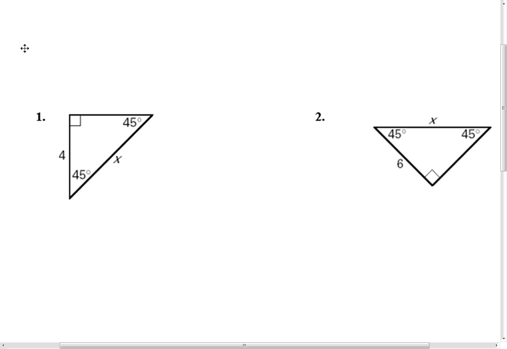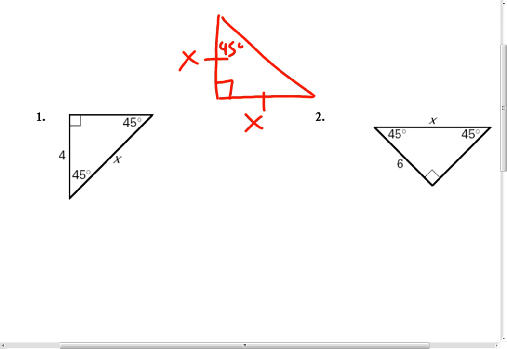Everybody, take a look at the front board. First page. At the top, write down the basic rule. If you have two equal sides, that means that you have 45, 45. That's the basic layout or model.